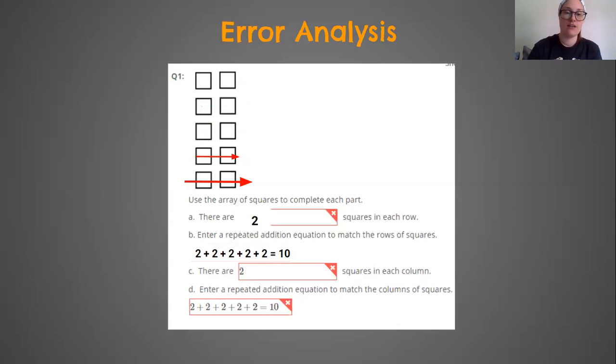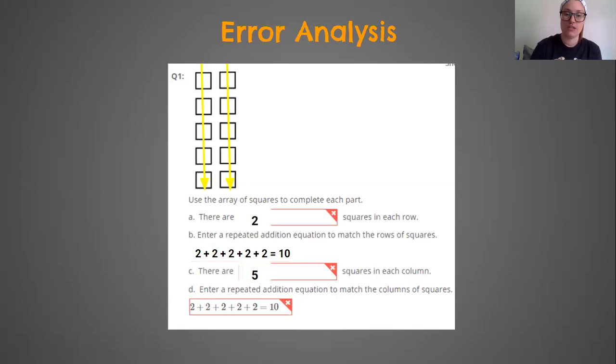If we're looking at part C, there are blank squares in each column. We have to look at columns. Remember, columns go top to bottom or up and down. So this scholar is correct. There are 2 columns, but it's asking us how many squares are in each column. So we have to go ahead and count 1, 2, 3, 4, 5. 1, 2, 3, 4, 5. So there are actually 5 squares in each column.